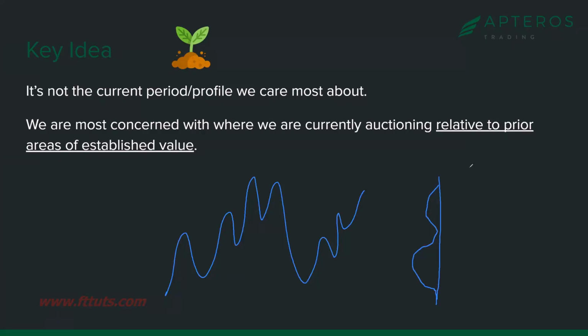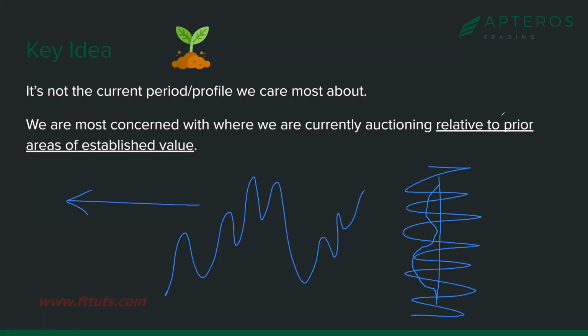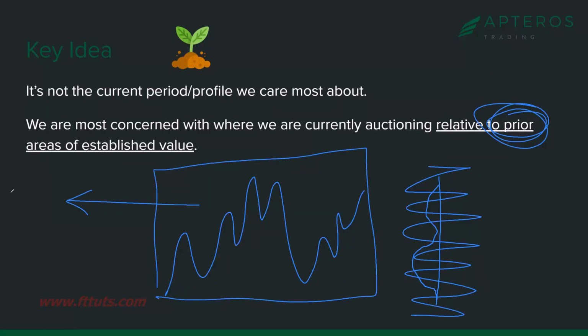I almost never use or look at or care about the current period's profile, whatever it is, whether it's a day or a year. I look left. I look at the prior areas of established balance and then simply where price is in the current period, auctioning relative to where that value was. Extremely important.